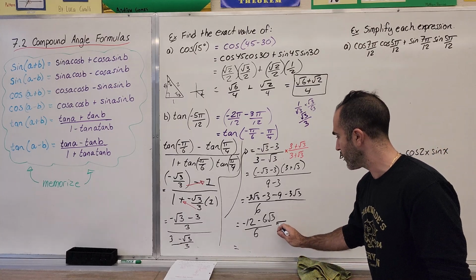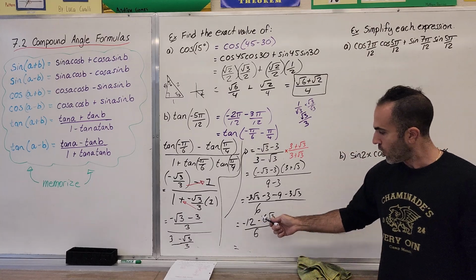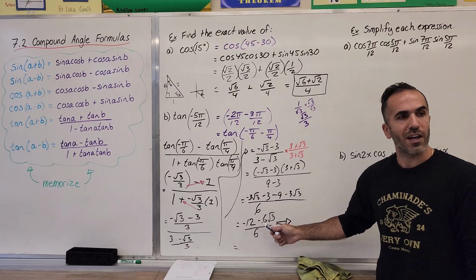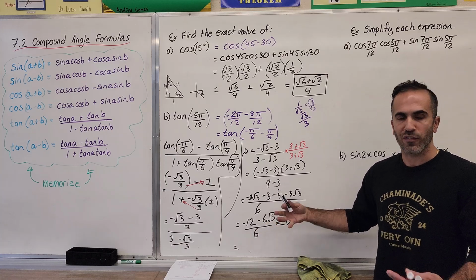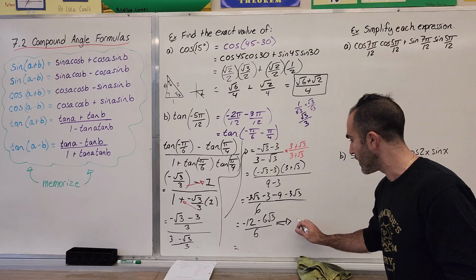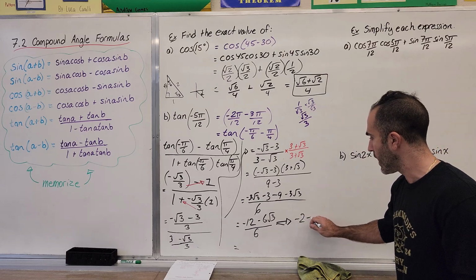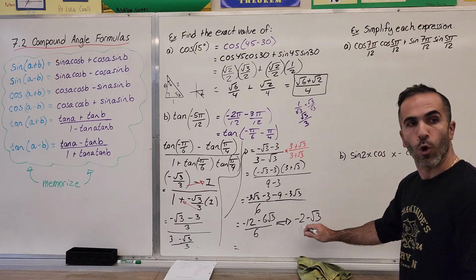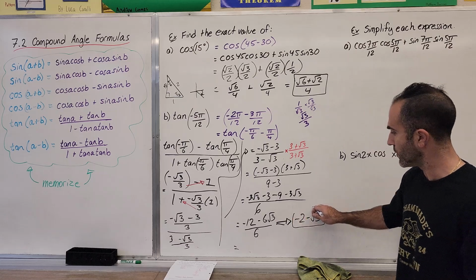Last step, let's go this way. They all have a 6, so I'm going to divide every single thing by 6. You can factor out a 6. I don't have the space to do that right now. So if I remove a 6 from everywhere, this becomes a negative 2 minus root 3 over 1. So this is my final answer.